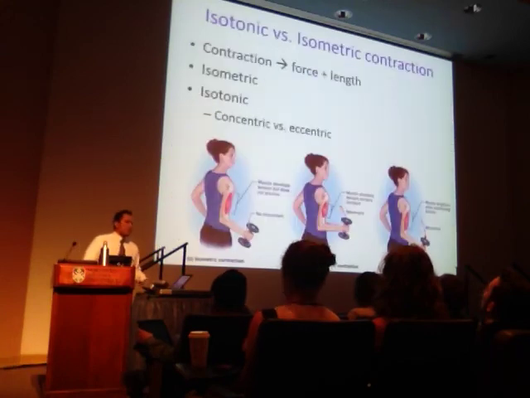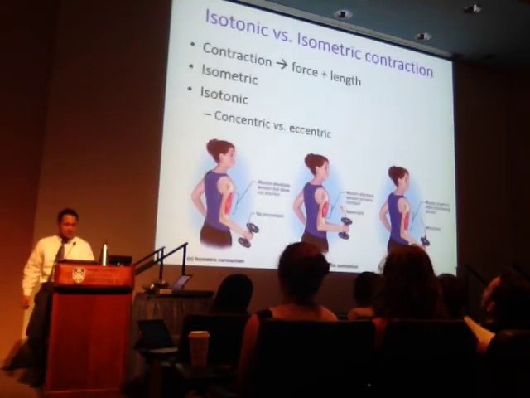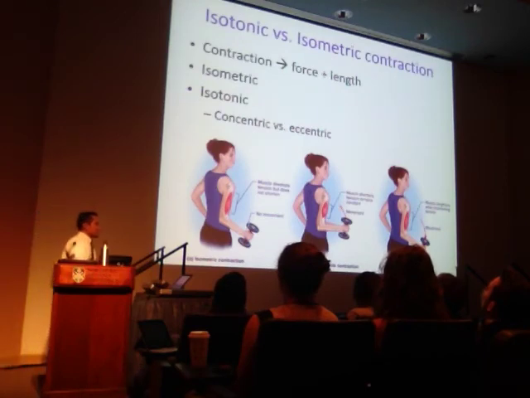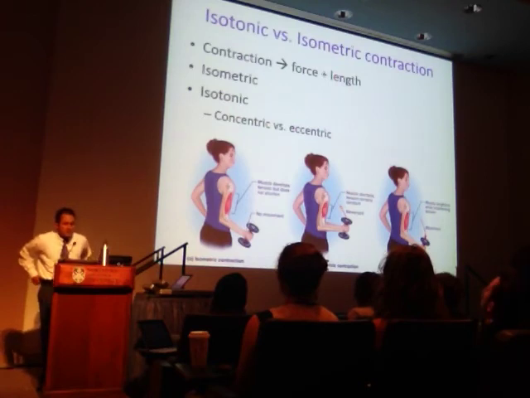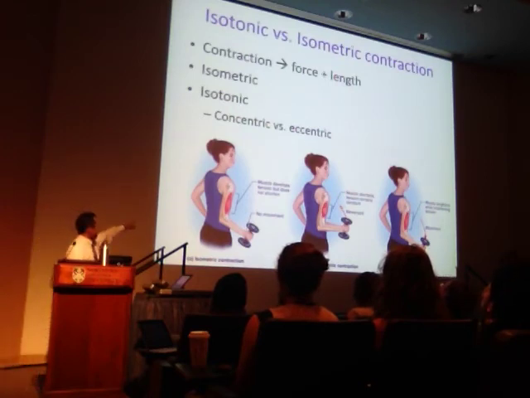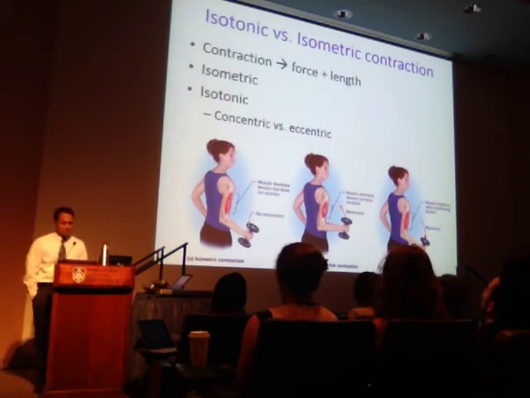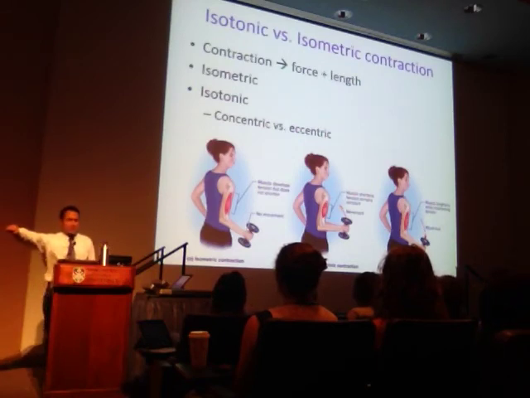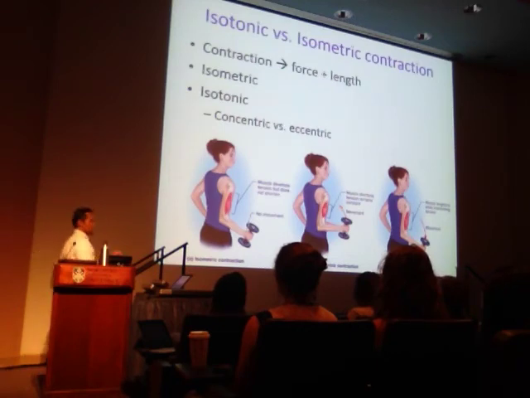Now, we can characterize the different types of contractions based upon whether we see movement or no movement. For example, a contraction is force plus a length. So if we have an isometric contraction, which is shown on the far lower left, you generate tension or force without changing length. That's like holding the backpack. Here it's holding a dumbbell out. Okay?